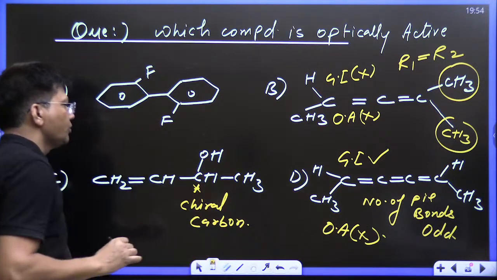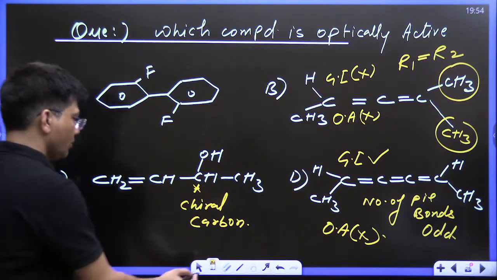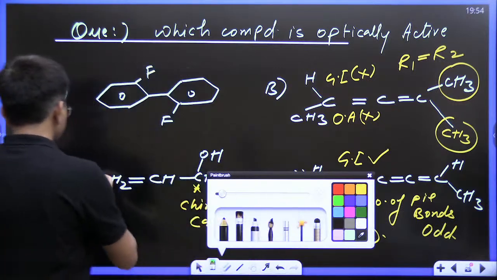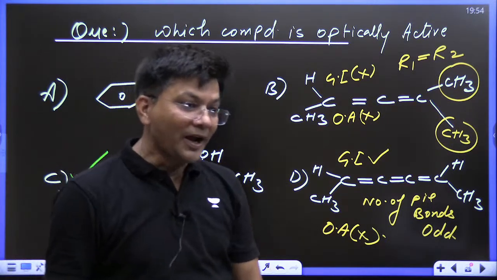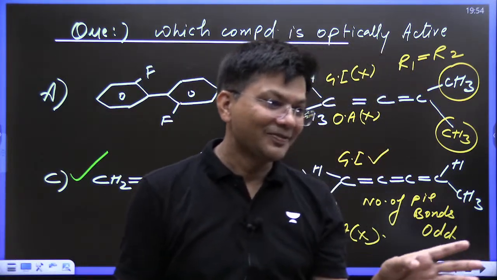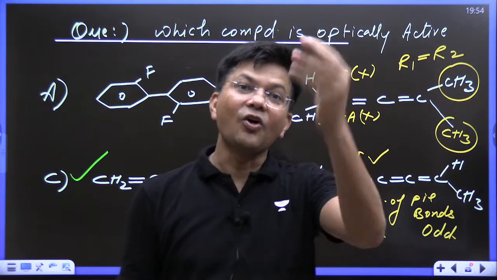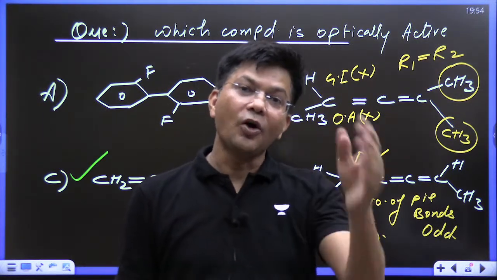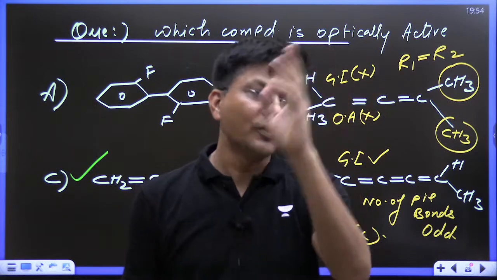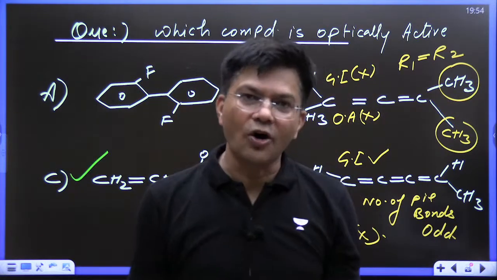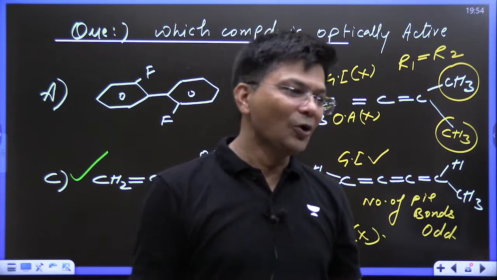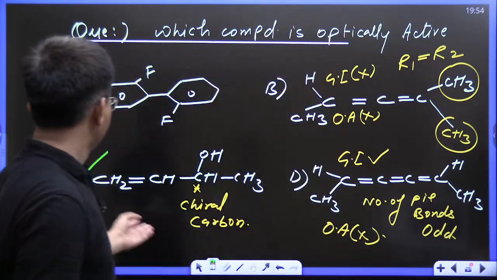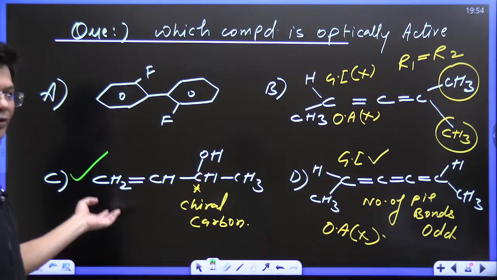This I told you when I was telling you optical isomers in part 1. Only one chiral carbon, so this is going to be optically active. Kids, some are saying A, some have gone for option B, some for D. You have gone for all the options, but all three are wrong. No one has gone for option C. Only C is absolutely correct.